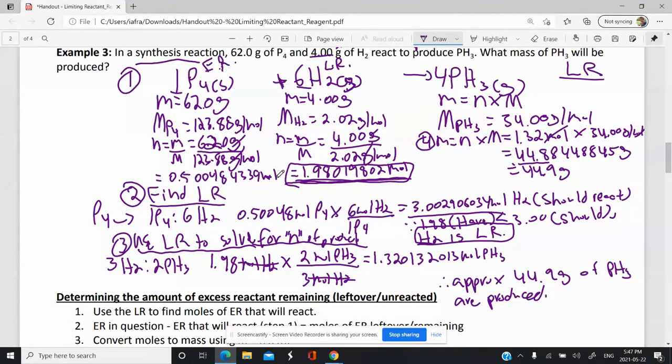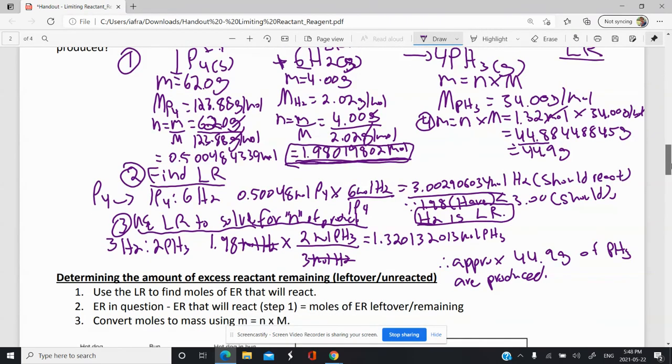I used method 3 to find a limiting reactant. You can try that out as well. I challenge you to try using the H2 and saying, okay, if I have 1.98 moles of H2, how many moles of P4 should react? And then compare and see if you can get the idea that your H2 will still be the LR and your P4 will still be the ER. And you can try method 2 if you want, or method 1 as well, just see it's all consistent.